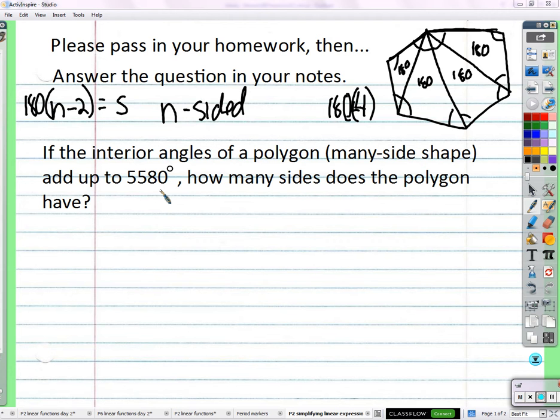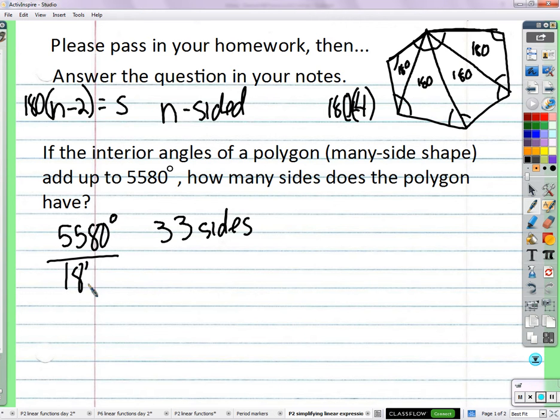Charlie? 33 sides. Anybody agree? Disagree? All right, Charlie, tell us how you found 33 sides. I divided 5,580 by 180, and then I got 31, and then I added 2, and I got 33.